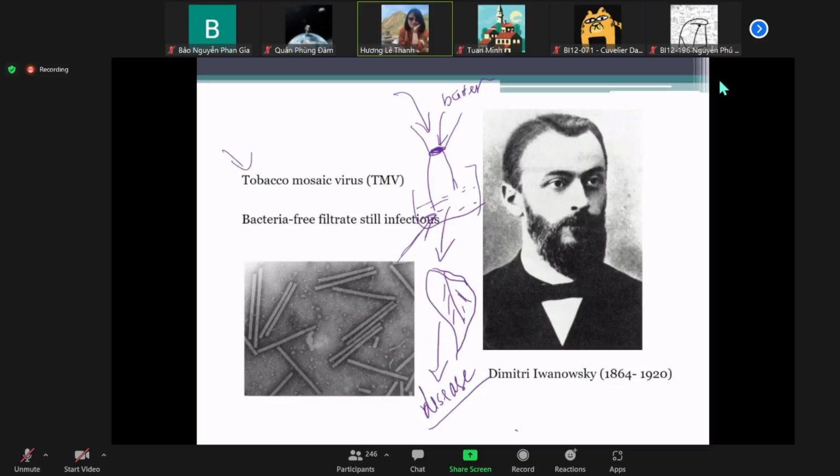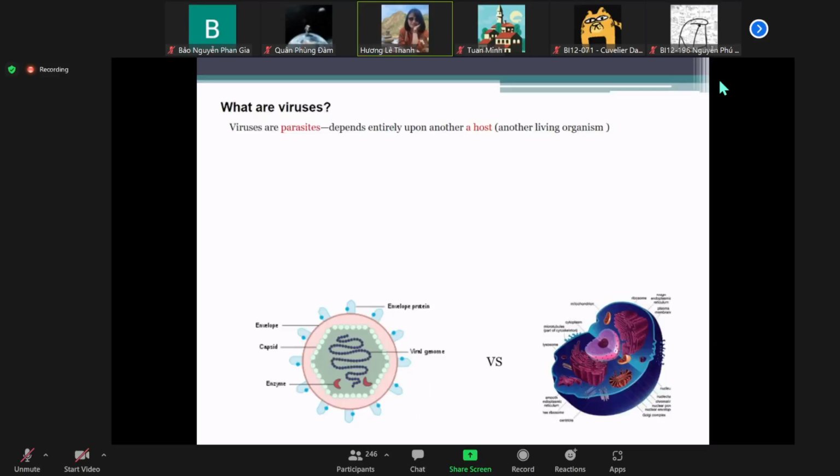One of the viruses you have heard of, I think during these two years because of the COVID-19 pandemic, so you heard a lot about viruses, and I think you have some basic information about them, right? So what are these? First, they are parasites, because they depend entirely upon a host, so they cannot live without host cells, and they cannot be observed under the light microscope because they are too small.